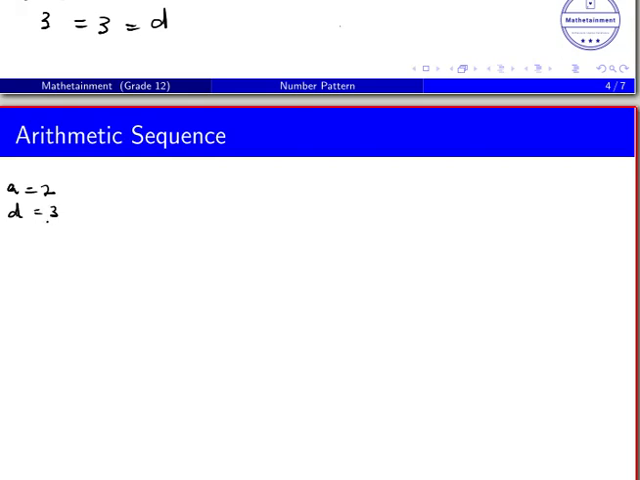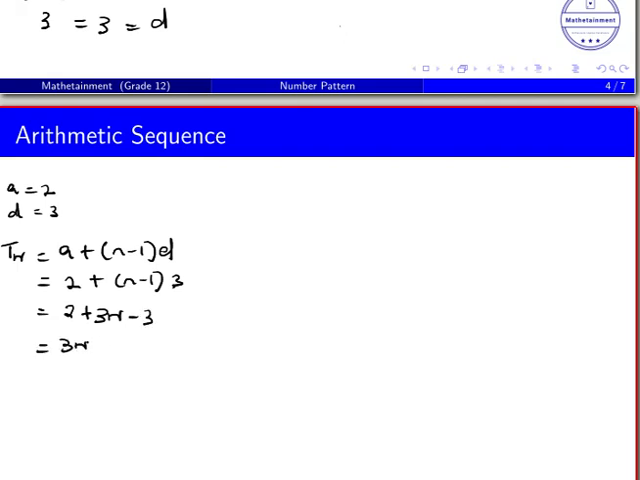That makes things easier for you to write your general term. Your general term will be Tn is equal to A plus n minus 1 multiplied by your D. Your A is 2, plus n minus 1 multiplied by your D. Sorry, I cannot write A now because I know that my A is 2. It is 2 plus n times 3, that will be 3n, minus 1 times 3, it will be minus 3, which is equal to 3n minus 1. This is your Tn. This is what we refer to as your general term. So you can use this expression to find any term that is within the sequence.